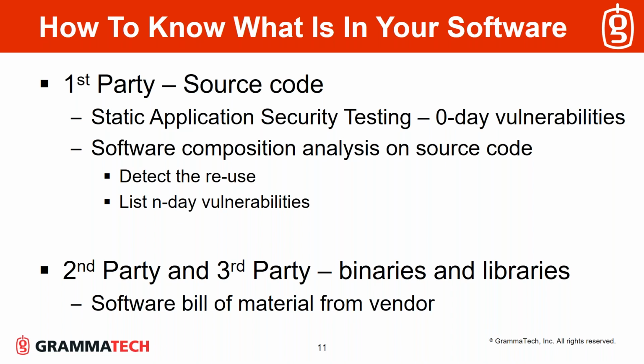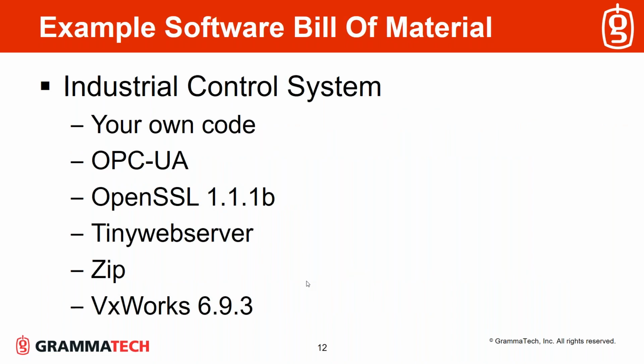But when you're working with second party and third party code, you often only get binaries and libraries, and then you get a software bill of material from a vendor, because the vendor is obligated to specify what's inside the code and what kind of license is used and so on. But it's quite tricky to get this updated. So here are some examples.